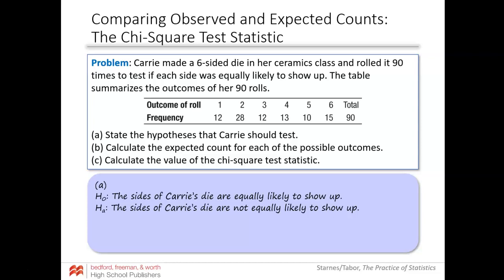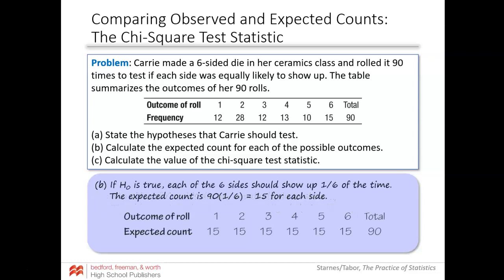So in words, which is much easier than symbols, the null hypothesis is that the sides of her die are equally likely to show up. And the alternative is that they are not. So literally all you have to do for the alternative hypothesis is add the word not, and make it a two-sided test if you want to think of it that way. So our expected count, because it should be an equally likely event for each one of those sides, is just going to be 1/6 of 90, which is 15.